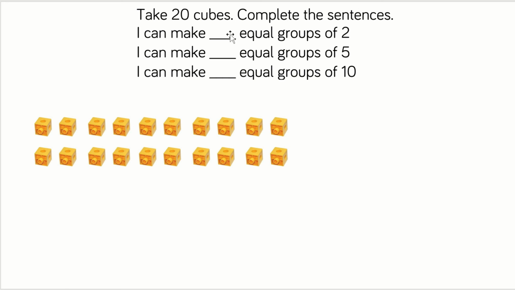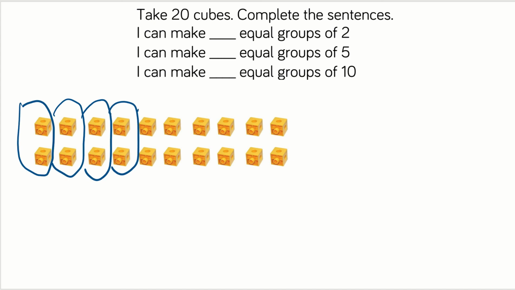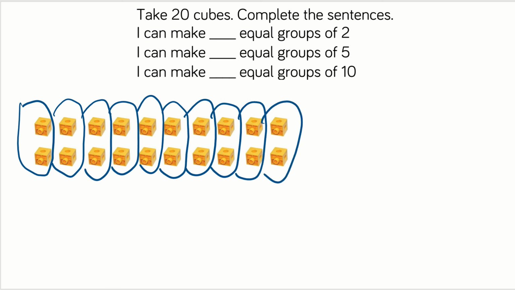I can make something equal groups of 2. Okay, these are nice and friendly, they're close together. So how many groups of 2 can I make? Let's have a look. There's a 2, there's a 2, there's a 2, there's a 2, there's a 2, there's a 2, there's 2, there's 2, there's 2, there's 2.